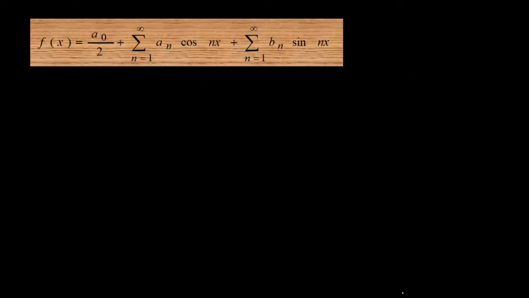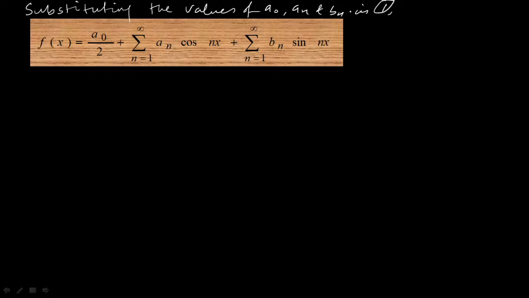So after calculating all these values of A0, An and Bn, let me substitute all these values in equation 1. So substituting the values of A0, An and Bn in equation 1, you get this here for equation 1. So your A0 value we have calculated as 1 by a pi of e power 2a pi minus 1. This is our A0 value.